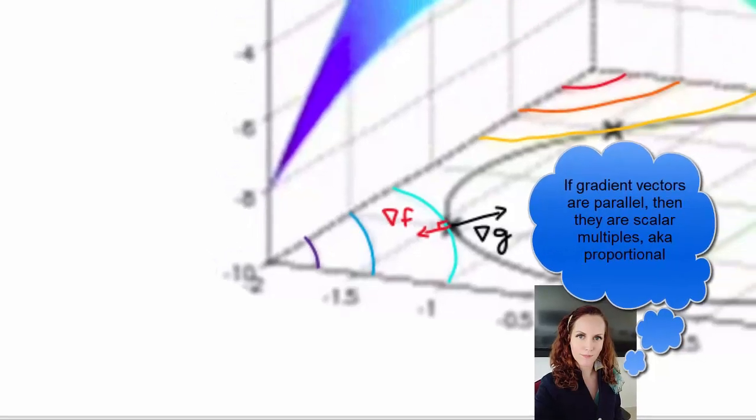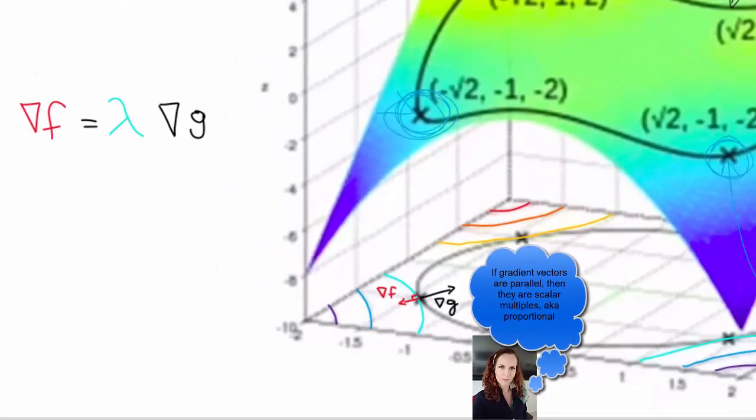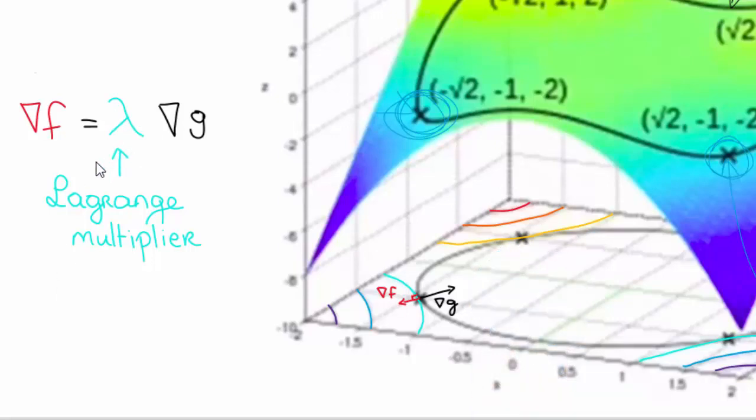So we write the formula. Gradient f is, well, not equal to the gradient of g, not necessarily. There's no reason why they should be equal, but they are proportional. So there has to be a proportionality constant, and that is the Lagrange multiplier.